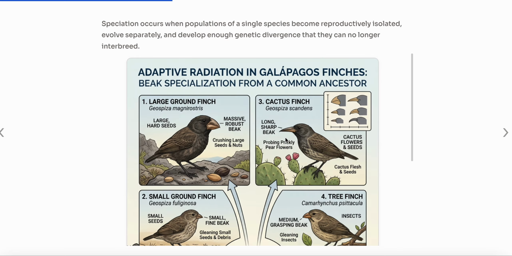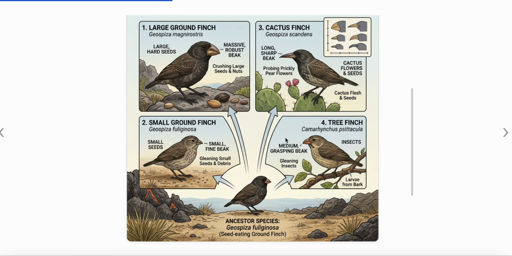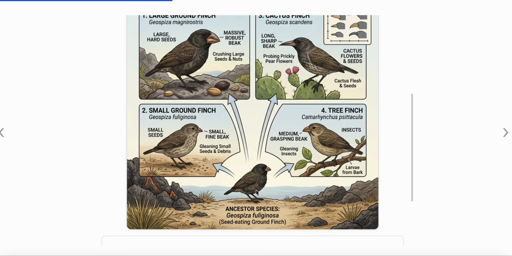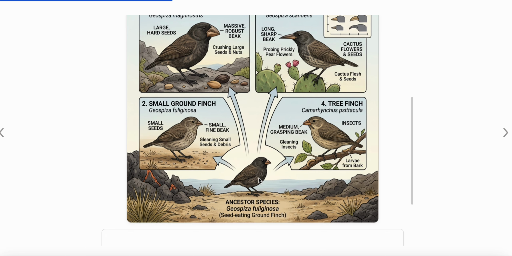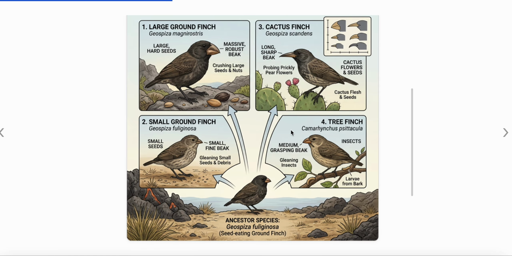So a classic example of this is the Galapagos finches, a very common, highly studied example. Originally, we call it an ancestor species. Now, this species, whose scientific name is Geospiza fuliginosa, is a seed-eating ground finch, but then over time this species evolved into four different varieties, all four having different eating habits.